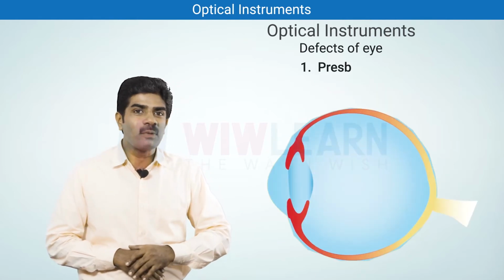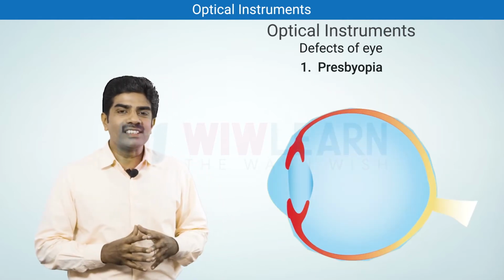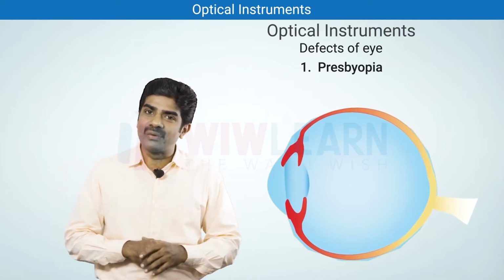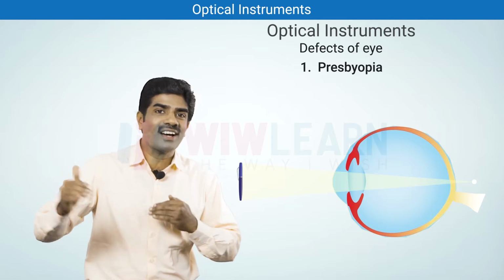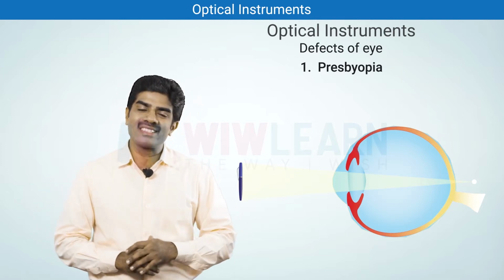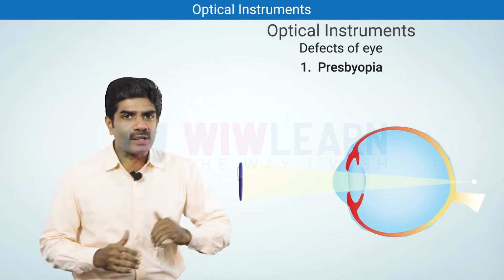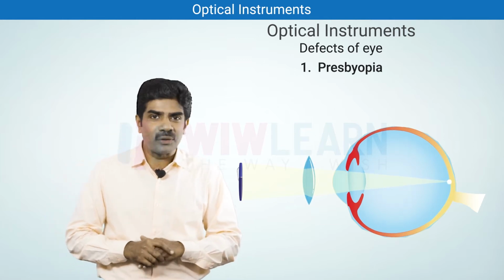1. Presbyopia. Due to aging, the action of ciliary muscles reduces and eye cannot see objects at very large distances and small distances. This can be rectified by using a convex lens for reading.